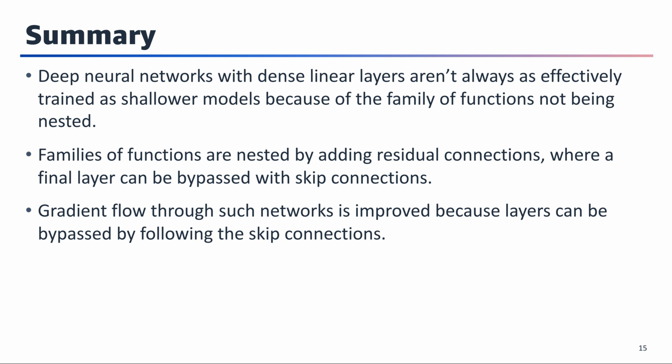Deep neural networks with dense linear layers aren't always as effectively trained as shallower models because the family of functions they represent is not nested. This limitation can be addressed by adding residual connections, which allow a layer to be bypassed with skip connections. These skip connections improve the gradient flow through the network, as layers can be bypassed during the backpropagation process. By nesting the family of functions represented by the network, residual connections facilitate more effective training of deep neural architectures compared to traditional dense layers alone.